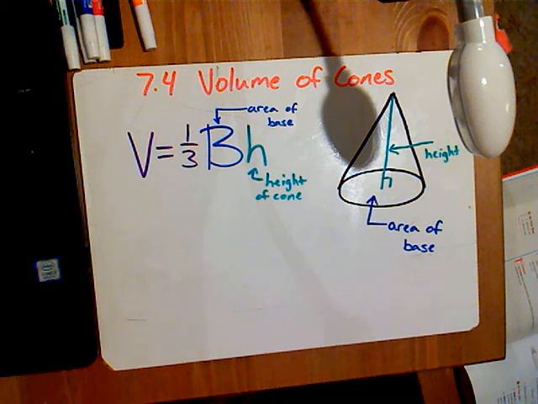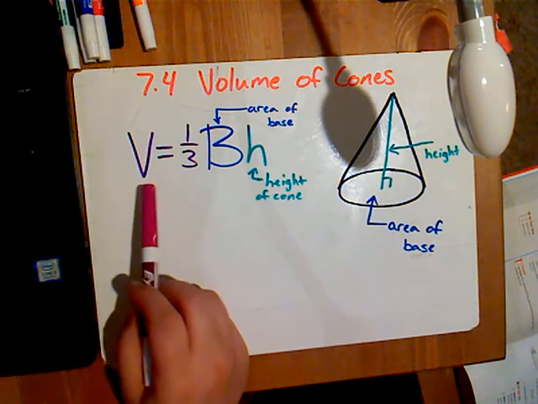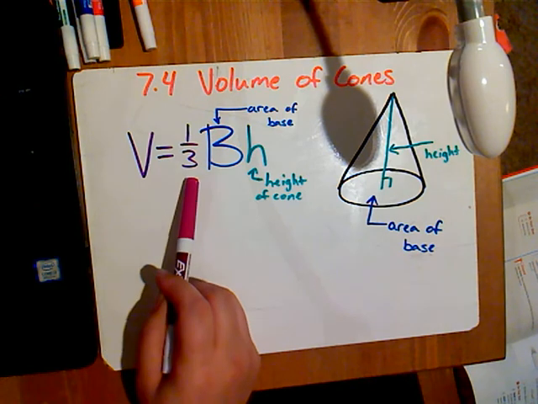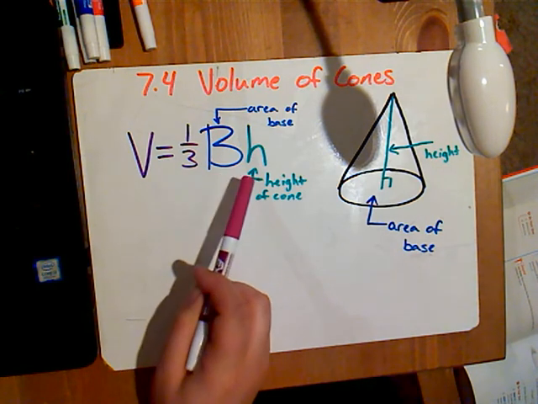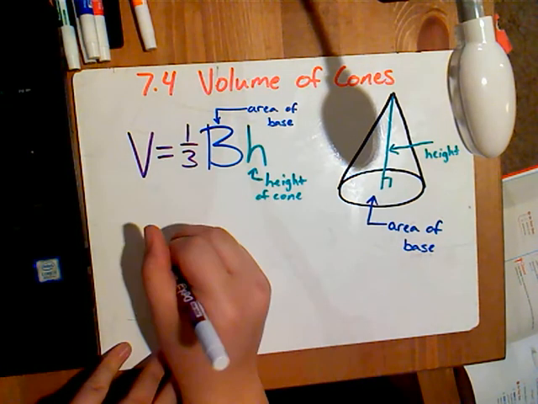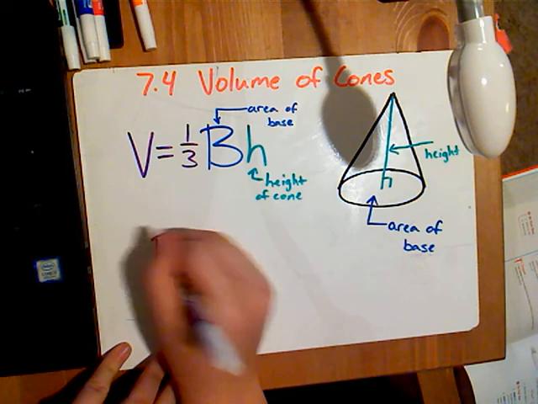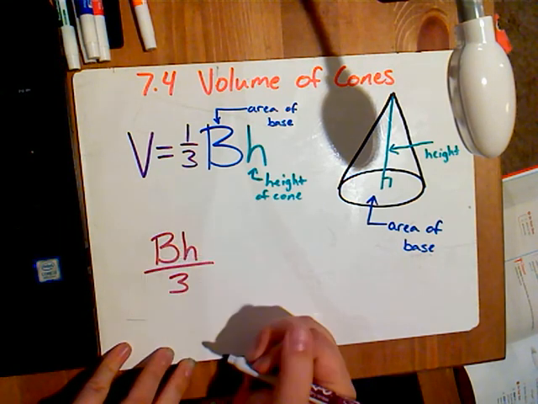Today we're going to be going over 7.4, volume of cones. Just like the last lesson going over pyramids, we're going to have the same formula for cones. For volume, you're going to multiply 1/3 times the area of the base times the height. And remember, just like with pyramids, you can also do area of the base times the height divided by 3.